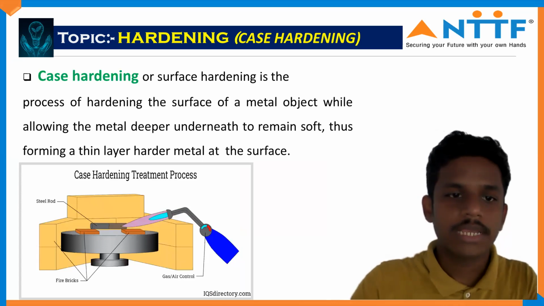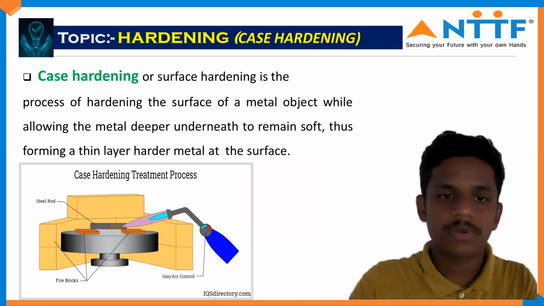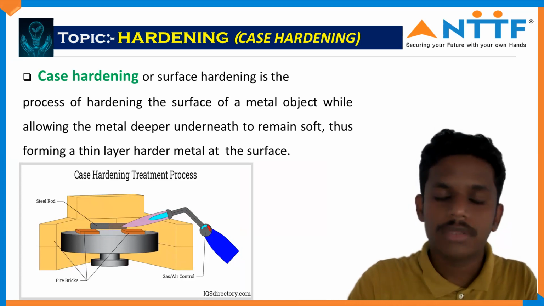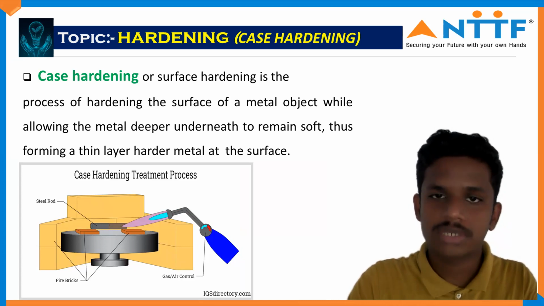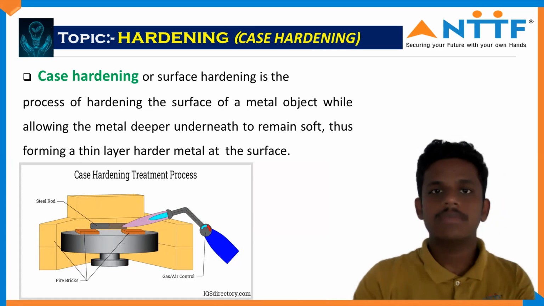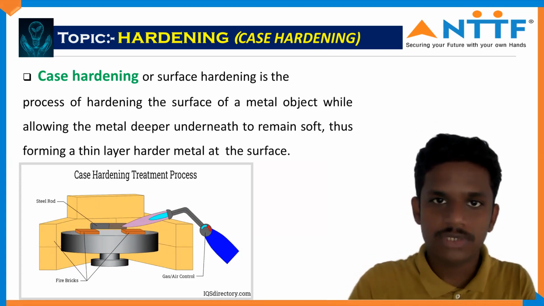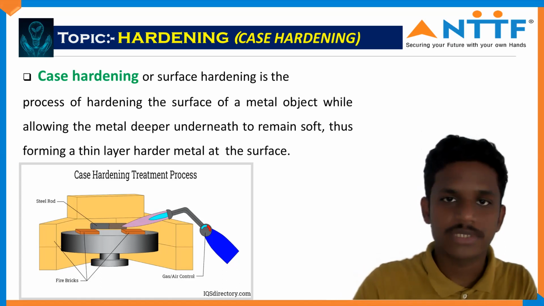Case hardening. Case hardening or surface hardening is the process of hardening the surface of a metal object while allowing the metal deeper underneath to remain soft, thus forming a thin layer of harder metal at the surface. The best example is a screw. The outer layer of the screw is much harder than the inner part.